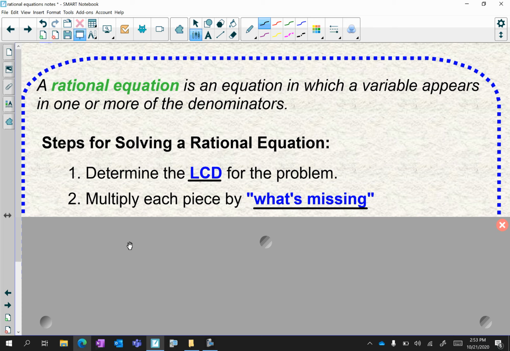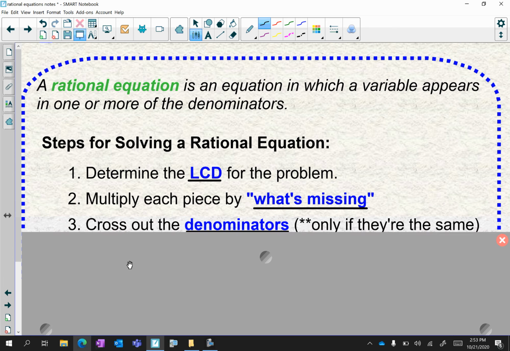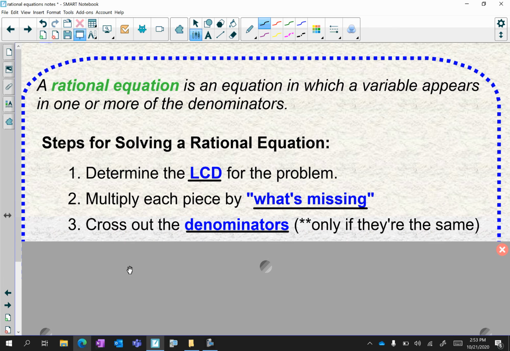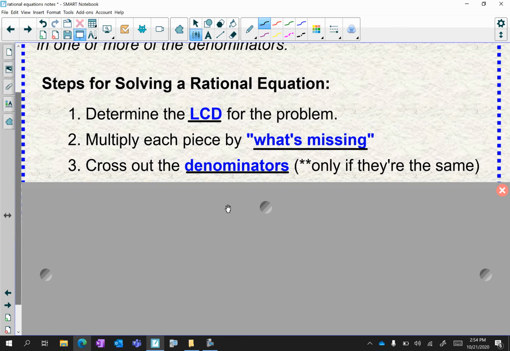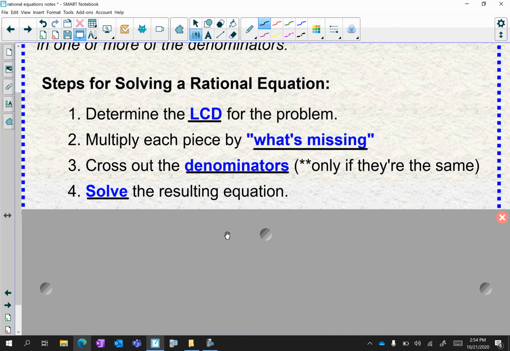Then you're going to multiply each piece by what's missing. Once again, these are the same steps that we did before. Here are the new steps. I'm going to cross out the denominators, but only if they're the same. If your denominators are not the same, something went wrong, so go back and check your work. And then I'm going to solve the resultant equation. So you're taking all of your numerators and solving, whether it's a linear equation or a quadratic equation.